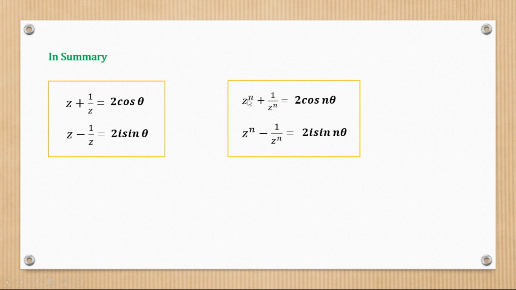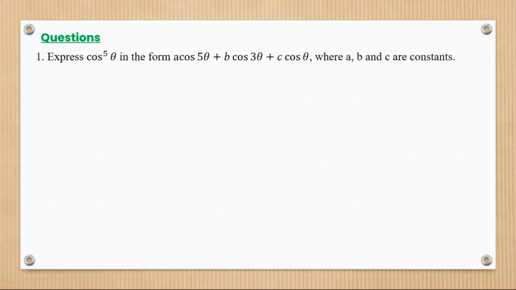But in case there is a higher power in any kind of number, where they have z power 2, power 3, power 4, power 5, and on, even a power 10, you can use these. But these are related. Alright, so let's see how to use this in practice. Express cos power 5 theta in the form a cos 5 theta plus b cos 3 theta plus c cos theta, where a, b, and c are constants. So let's see how we can work this out.